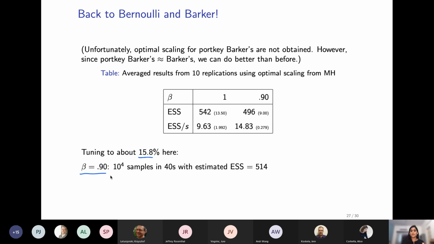And when beta is 0.90, I'm able to draw 10,000 samples in 40 seconds with an estimated ESS of 514. The estimated ESS is just to tell you that it didn't give me all zero acceptances. It did reasonably well. And this is Portkey.